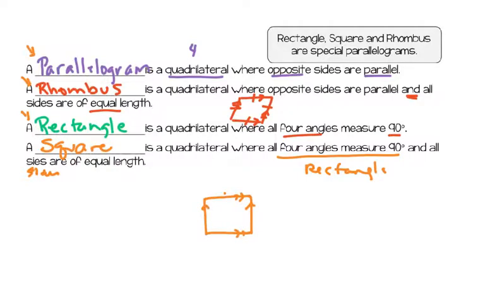So all the opposite sides are parallel. All of the sides are congruent, so that would make it a rhombus, but then all the angles are 90 degrees, and that makes it a rectangle.